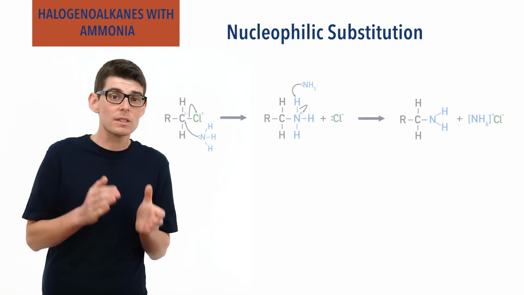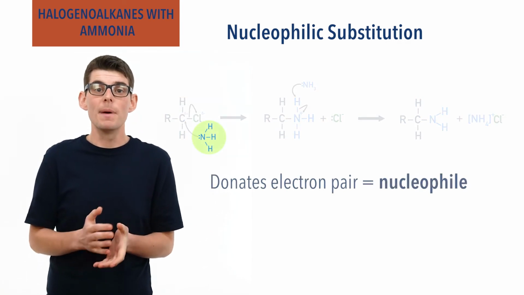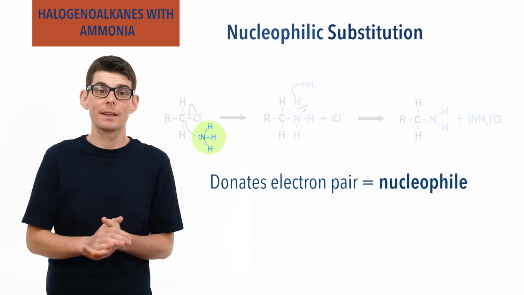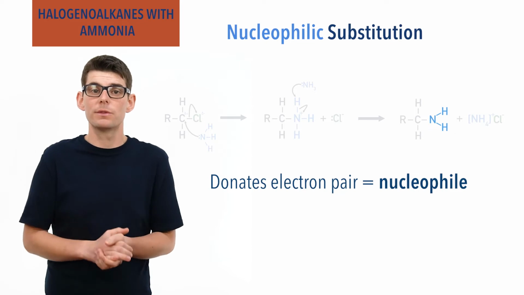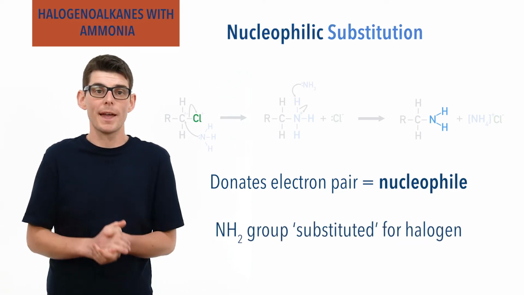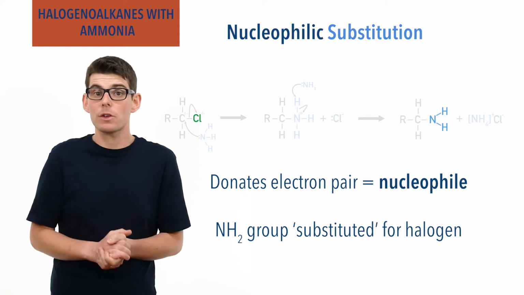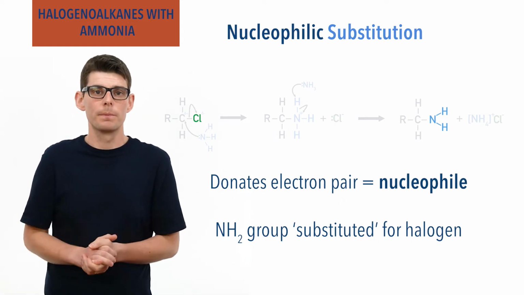The species starting this reaction, ammonia, acts as a nucleophile, making the reaction nucleophilic, and an amine, NH2 group, has been substituted for the halogen in the molecule, making the reaction a substitution reaction. This is why the reaction and mechanism is described as nucleophilic substitution.